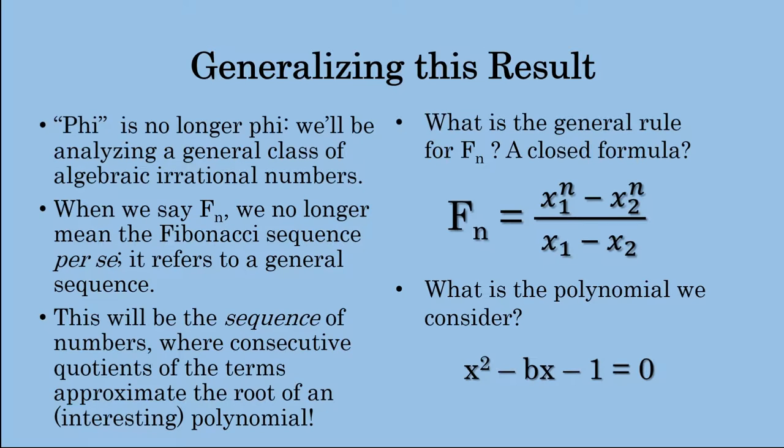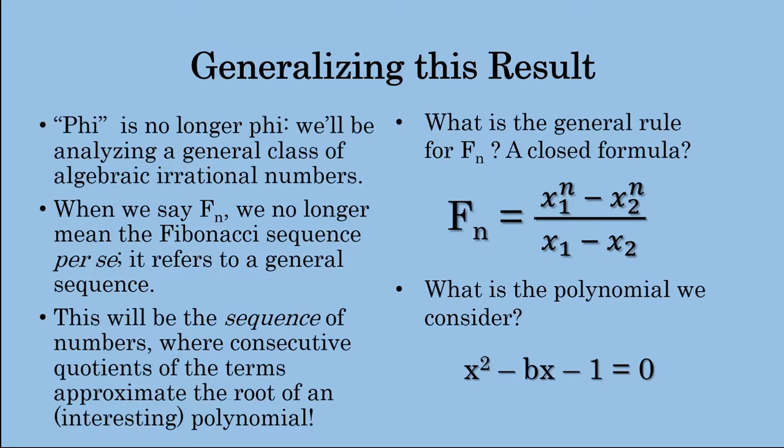And when we say f sub n, for future reference, we no longer, in this presentation at least, really mean the Fibonacci sequence per se, but it refers to a very general sequence, which we'll get to in a moment. And this will be the sequence of numbers where consecutive quotients of the terms approximate the root of an interesting polynomial. So again, we're going to see this general pattern emerge, a general truth that applies not just to phi, the golden ratio, but to many other irrational numbers. And so we're going to study that.